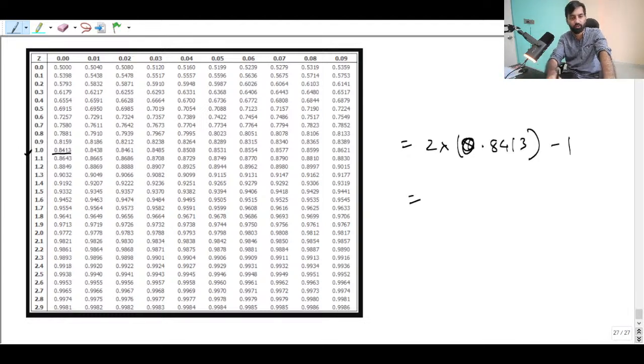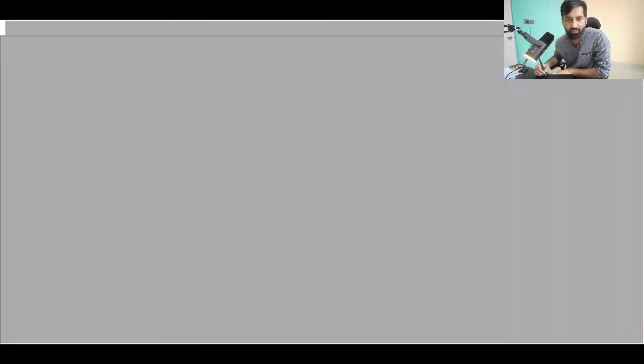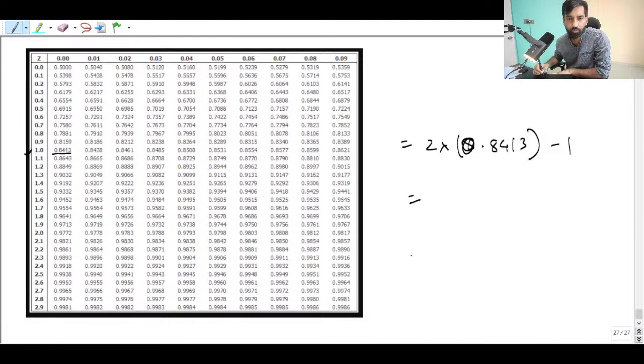So let me solve that also on the calculator. You have to compute everything, right? So 2 into 0.8413 minus 1, you'll get 0.683. And this is the correct answer for this question. So I have computed everything. I can just put the solution in front of you so that you can have a look.